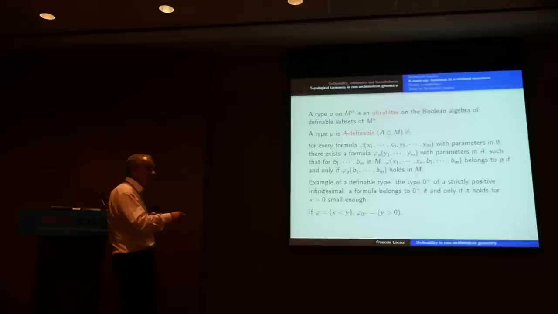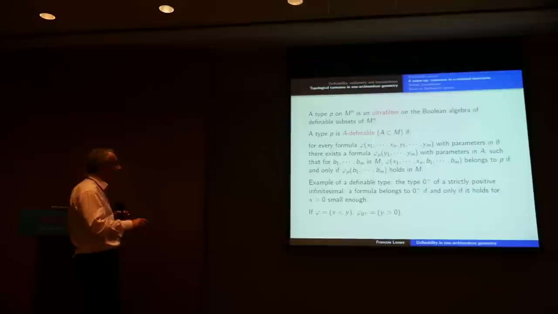So, an example: you have the type of strictly positive infinitesimals. This means a formula will belong to 0+ if and only if it holds for all small enough. And then if I take the formula x smaller than y, I get this. Why? Because if x is an infinitesimal element, it does not belong to M now, and so it's smaller than every positive element in M. And it's an if and only if, so this means that y in M is strictly positive if and only if y is strictly bigger than x. Okay.